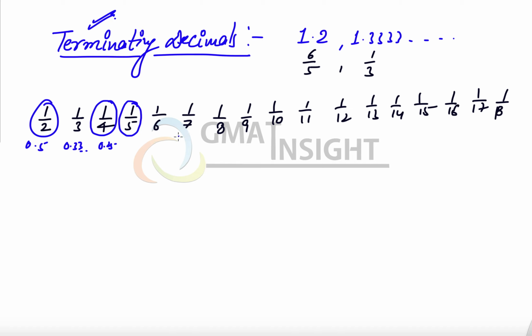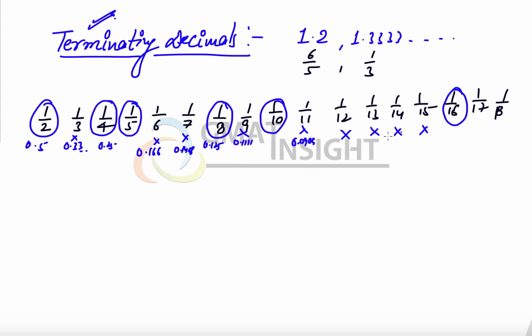1 by 7 is 0.1428, so it's not a terminating decimal, so we are just crossing them off. 1 by 8 is 0.125, so it's a terminating decimal. 1 by 9 is 0.1111, so it's a non-terminating decimal, we can cross it off. And this is 0.125, 0.1428, 0.1666 and so on. 1 by 10 is 0.1, so it's a terminating decimal. 1 by 11 is 0.0909, etc., so it's not a terminating decimal. Similarly, if you check 1 by 12, it's not a terminating decimal. 13, no, no, yes, it's a terminating decimal.